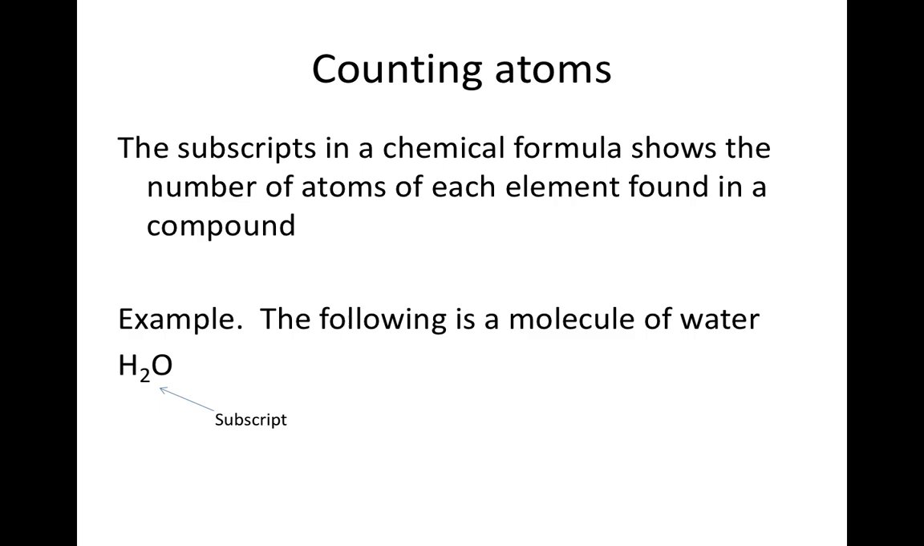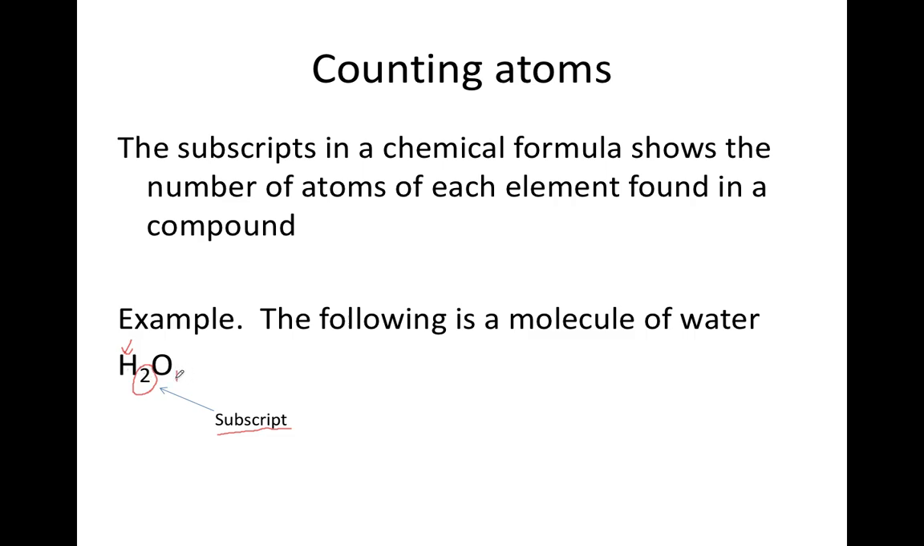Okay, today we're going to learn how to determine the number of atoms of each element using a chemical formula. Counting atoms. The subscripts in a chemical formula show the number of atoms of each element found in a compound. For example, the following is a molecule of water. So the 2 is a subscript next to hydrogen, and it applies only to hydrogen.